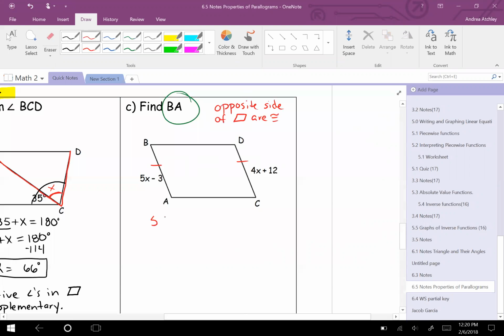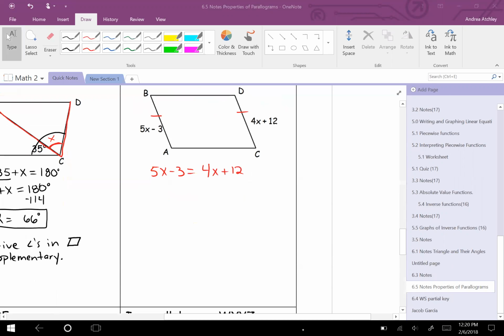So I'm going to have 5x minus 3 equal 4x plus 12. I'm going to move my x's over here, and I'm going to move my 3 over. That's going to give me x equals 15. But then I have to plug it in.